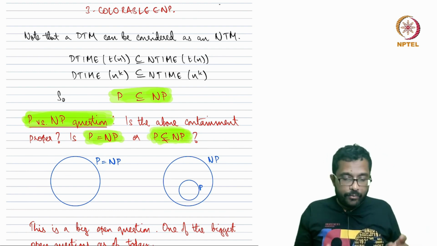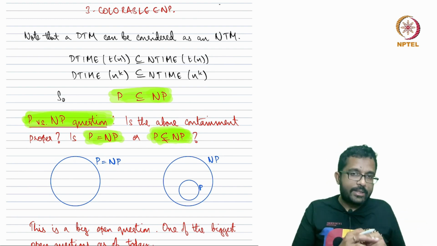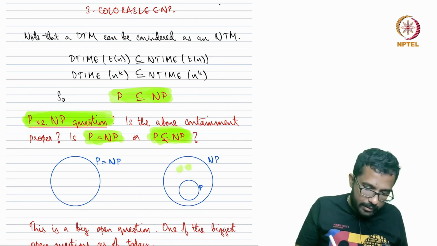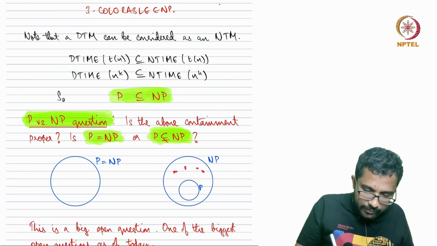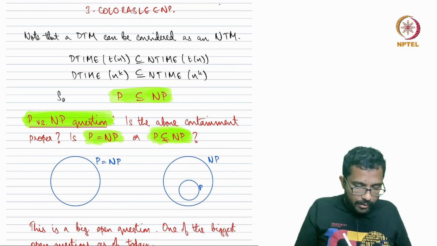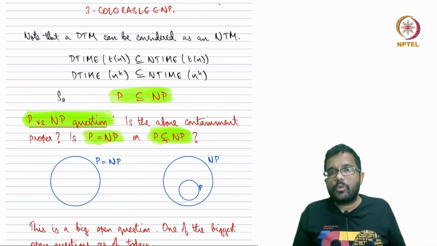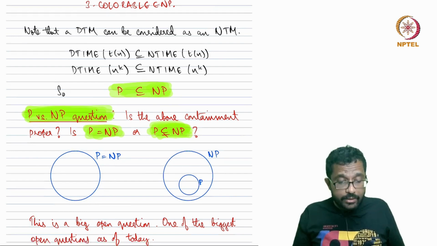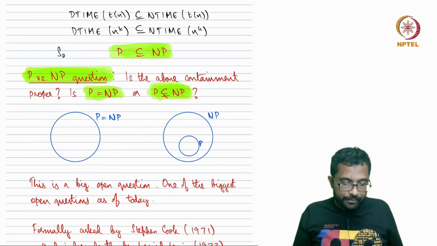So the question is, which of these cases is it? We know that it is a subset, but is it a proper subset? Are there languages over here? Or are P and NP equal? One of these has to be the case. So the answer is that we don't know which one of these cases is the correct one. Even now we don't know, right?